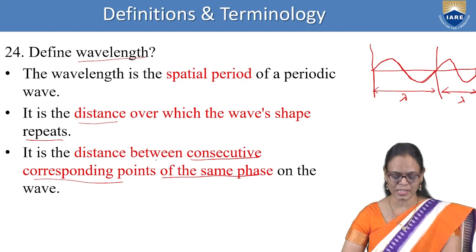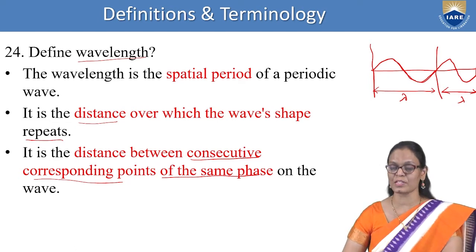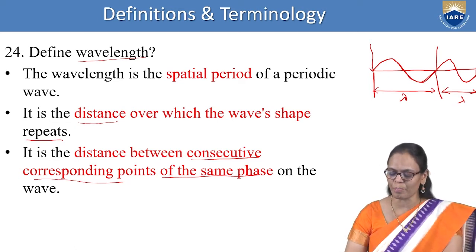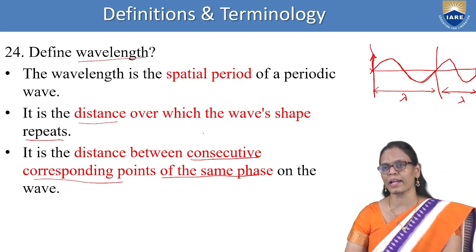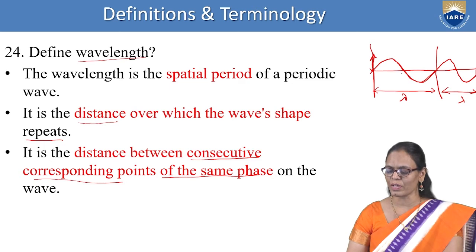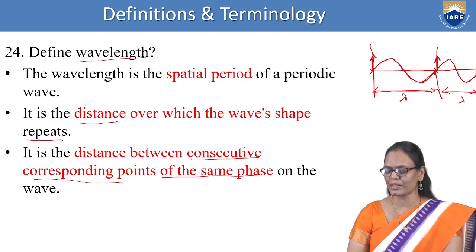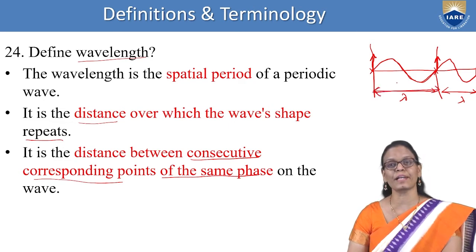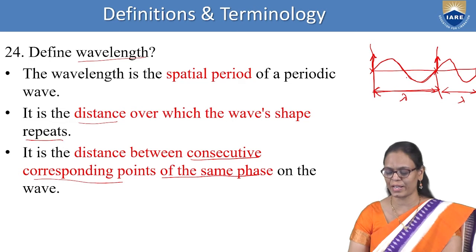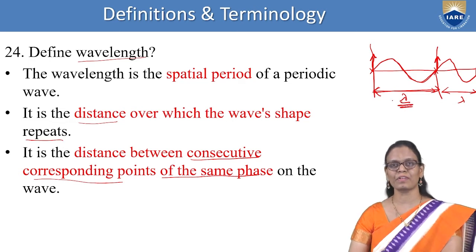Or it is the distance between corresponding points of the same phase. If you see the point here, the phase of vibration is this, or the state of vibration. When you come back again here, the particle again has the same state of vibration. So the distance between these two points, which have the same state of vibration or the same phase, we call wavelength lambda.